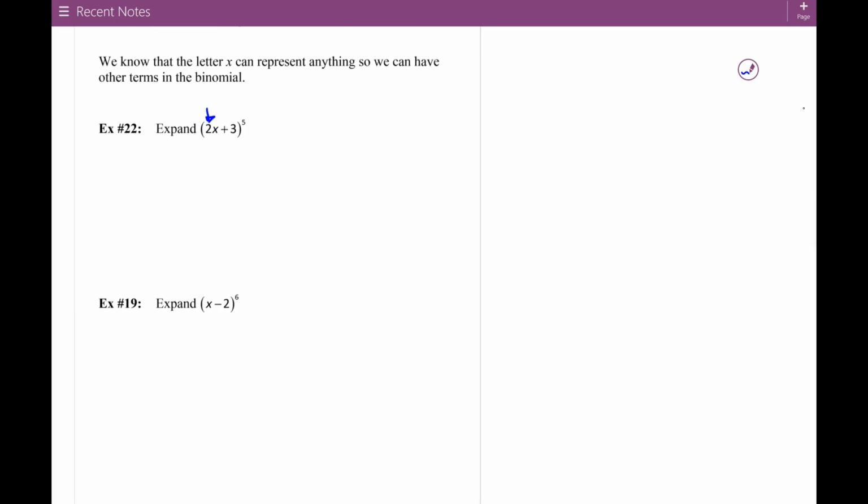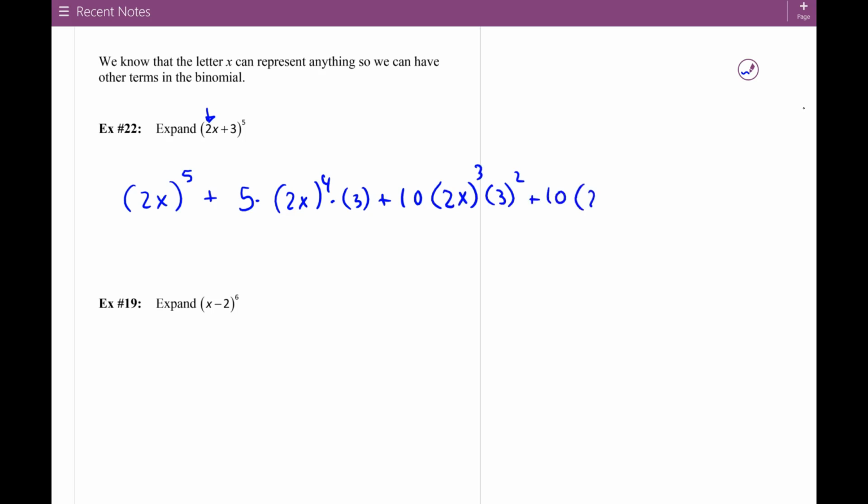So the only other thing we need to talk about is it doesn't have to be just a plain x. In this case, it's a 2x. But you just fill in all the blanks with 2x. So you put 2x to the 5th, plus we know this is a 5, times 2x to the 4th times 3, plus 10 times 2x cubed times 3 squared, plus 10 times 2x squared times 3 cubed, plus 5 times 2x times 3 to the 4th, plus 3 to the 5th. So that's how you can generate that binomial expanded to the 5th power that fast.